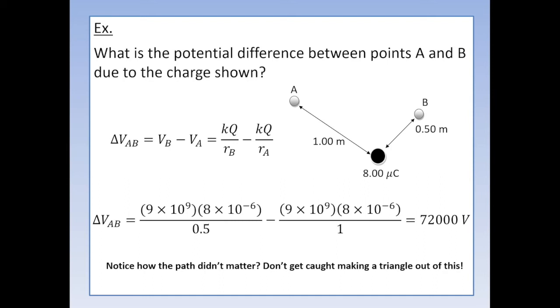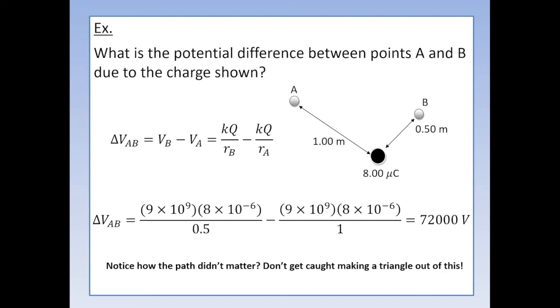Remember that these are points in space, so what some people will do incorrectly is think, hey, this looks like a right triangle. Let's find the distance between A and B using the Pythagorean theorem and then calculate potential that way. But here's the thing that I need you to remember. Electric potential is a scalar quantity, and it's related to the concept of work.